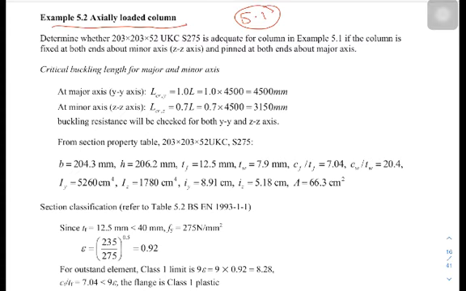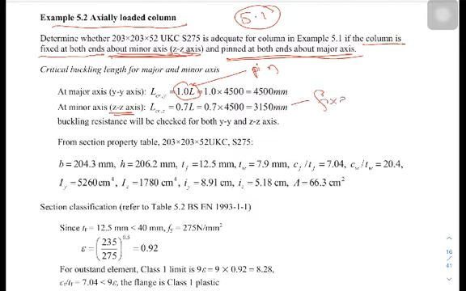However, the only difference here is from this question, where the column is fixed at both ends about the z-axis, the minor axis, but pinned at both ends about the major axis. Meaning to say that for the major axis, the LCR now is 1.0 because it is pinned, whereas at the z-axis, which is the minor axis, it is fixed. So that's the reason why the coefficient factor is 0.7.